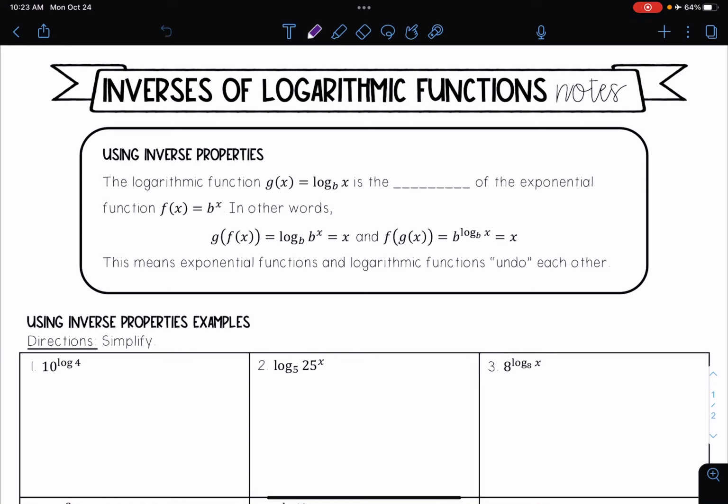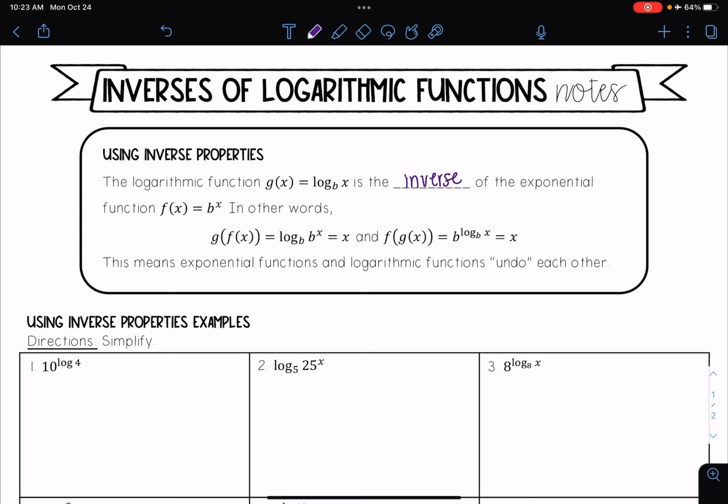Hello everyone, today we're going to be talking about inverses of logarithmic functions. And for this first video, we're going to be talking about using inverse properties. So what we have is that the logarithmic function g of x, equal to log base b of x, is the inverse of the exponential function b to the x.